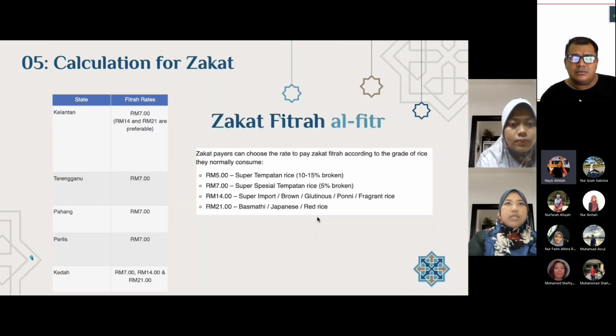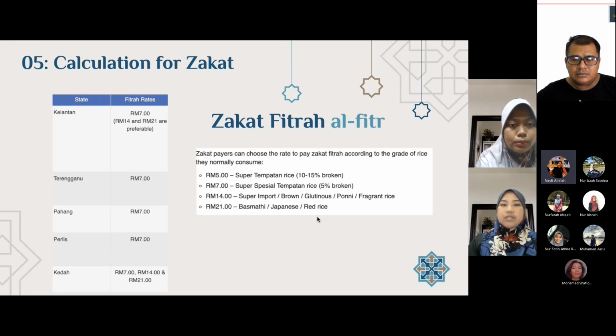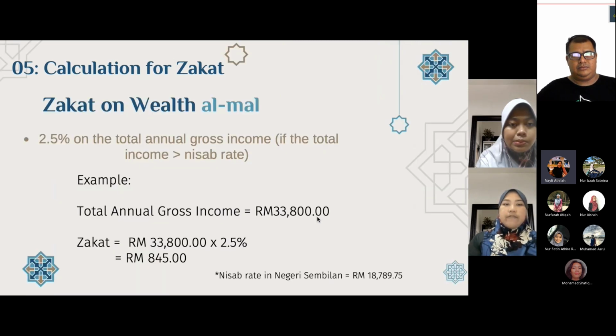The next topic is calculation for zakat. For zakat fitrah, the rate is vary as it depends on each state. For example, for Kedah, the rate is RM7, RM14, and RM21. The rate is vary according to the grade of rice they normally consume, while for zakat on wealth, the rate is 2.5% on the total annual gross income. However, it is obligatory to pay if the total income is more than the nisab rate.